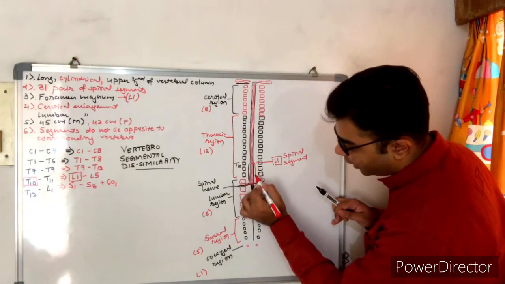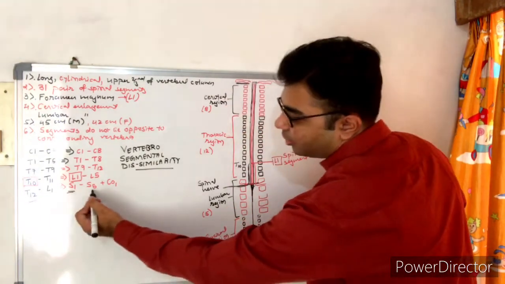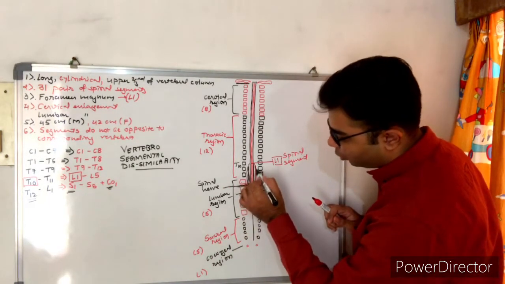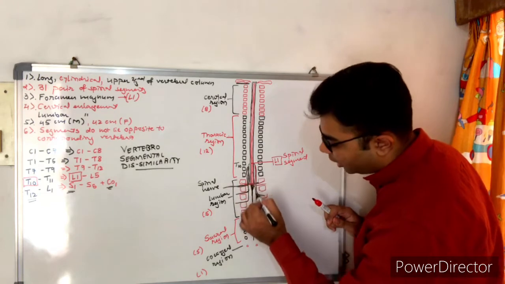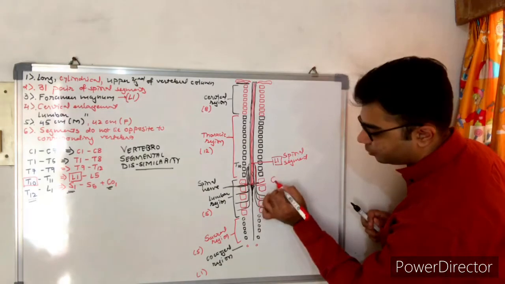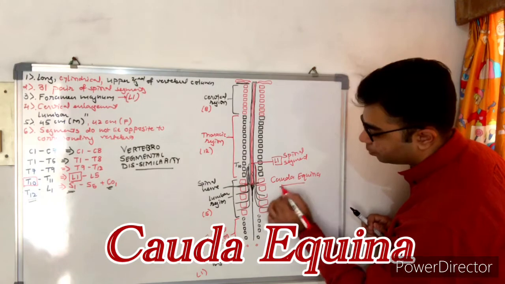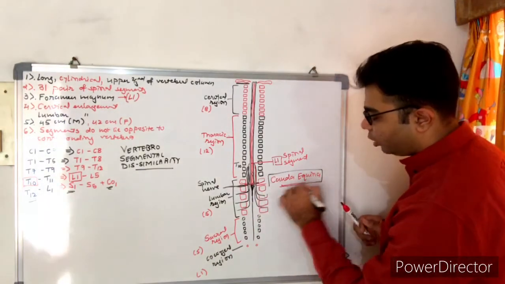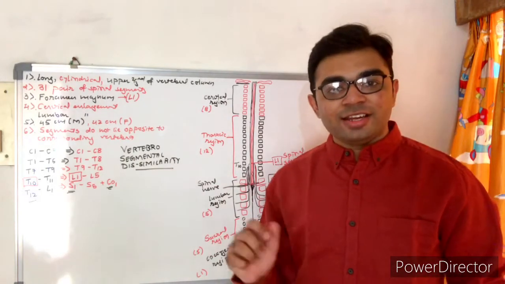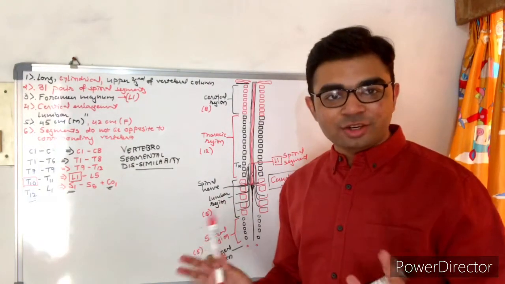Consider the right side and the left side, and similarly the 12th thoracic vertebra, the sacral segments and the coccygeal segments. All of these and the spinal nerve roots make an appearance of a horse tail, which is termed the cauda equina. So this is the cauda equina, and we can prove it by using the concept of vertebrosegmental dissimilarity. I hope it is clear to you right now.